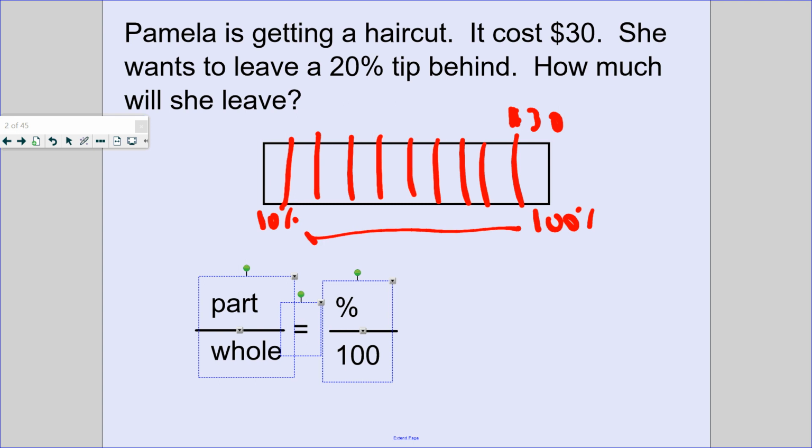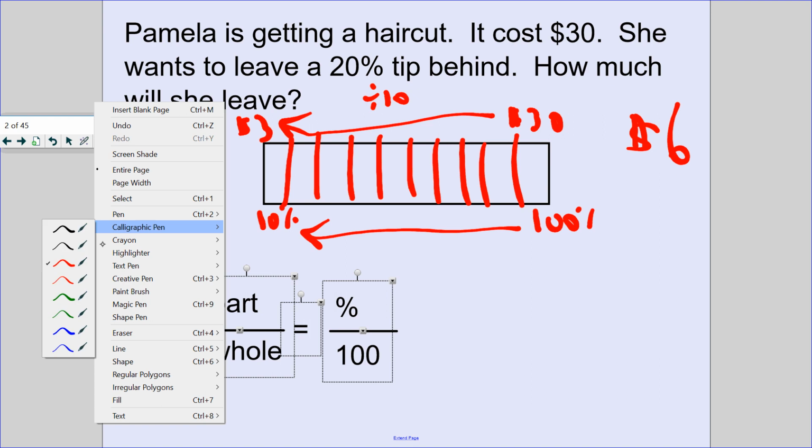What is the relationship between 100% to 10%? The relationship is divide by 10. So $30 divided by 10 is $3. So every 10%, she leaves $3. So if she leaves 20%, that's double it. That means the answer will be $6. That's one way you could have solved it. Let's show you another way.